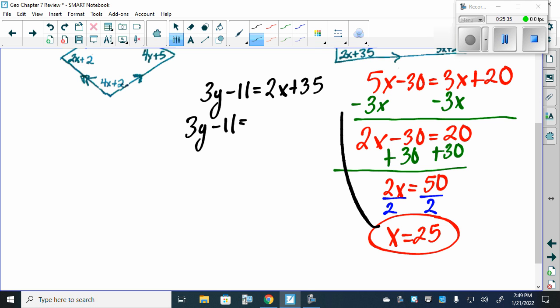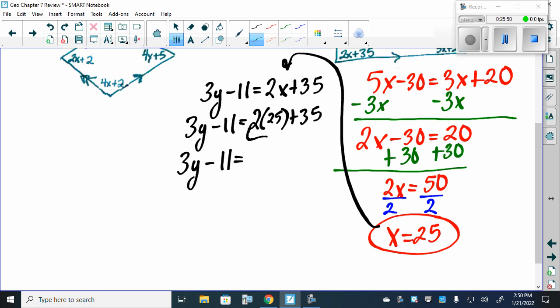Now we can take this value of x and plug it into the other equation to solve for the value of y. So we can say 3y minus 11 is equal to 2 times 25 plus 35. Really, at this point here, the 2 times 25 plus 35, we could actually just type that into a calculator. 2 times 25 is 50, and 50 plus 35 would be 85.